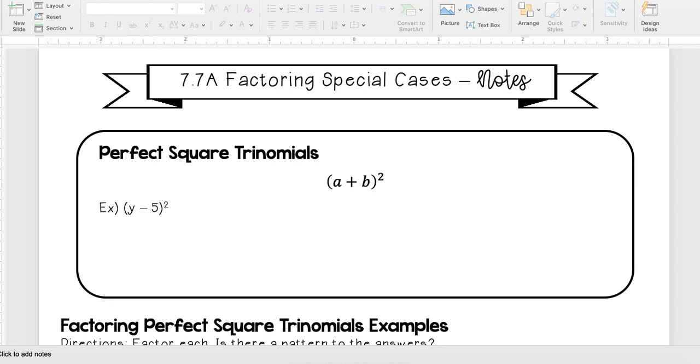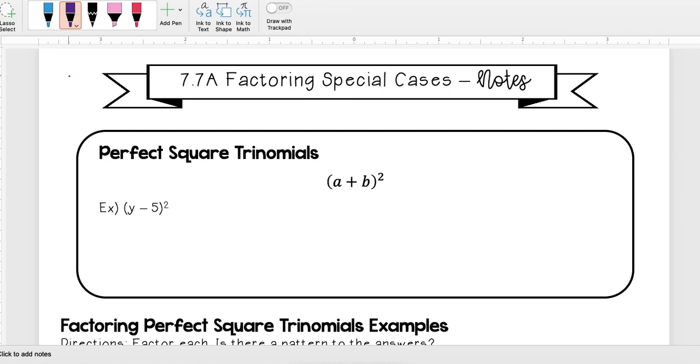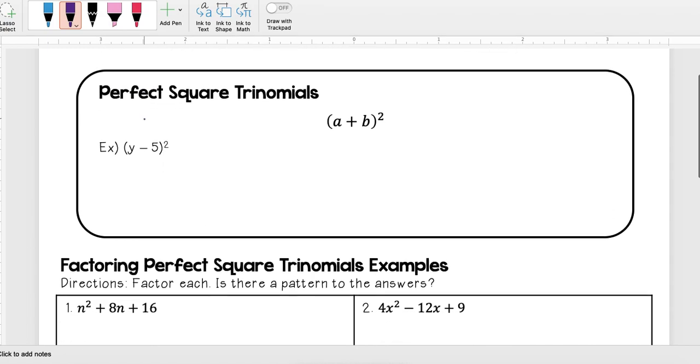Everyone. Today we are continuing into our factoring unit. Today we're going to be learning about factoring special cases. So it'll be really similar to what we learned about last time, but now we're just going to look at some cases that end up looking a little bit different. So first one is we're going to be factoring perfect square trinomials.